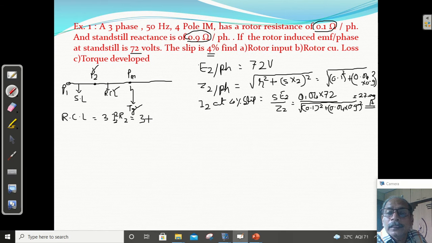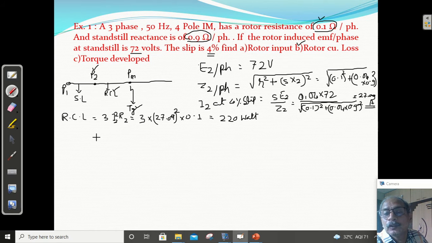So this is 3 into I2, 27.09 square of that, into R2, which is given as 0.1 ohm. In this way we can find the copper loss. If we do the calculation, I am getting 220 watt. So this is the first answer we got, the rotor copper loss.